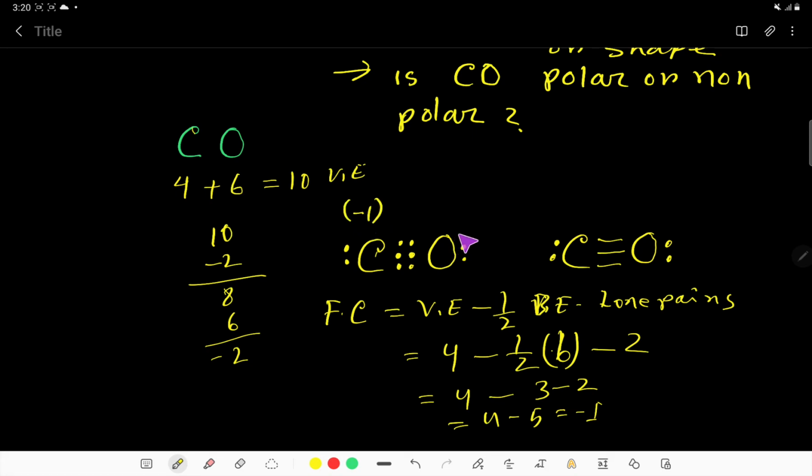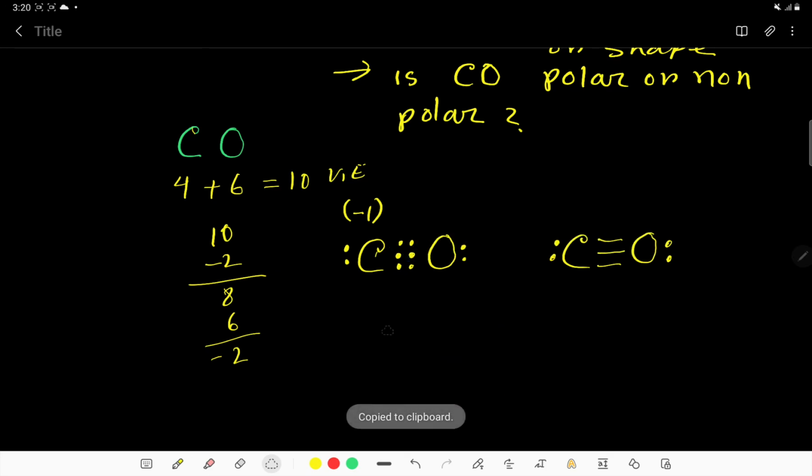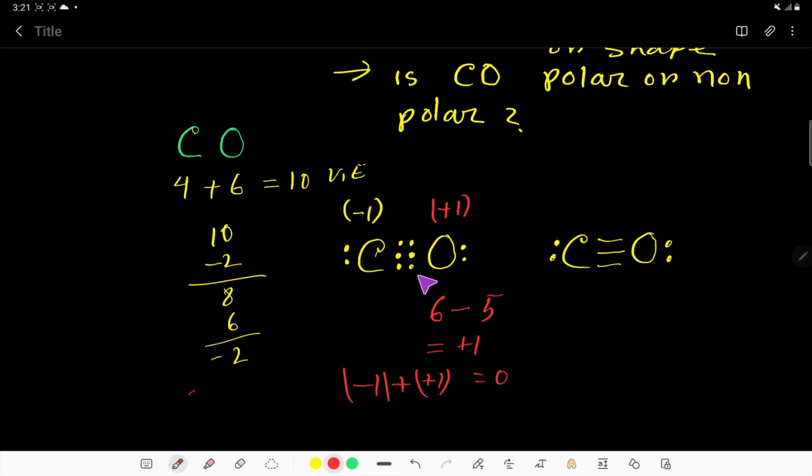And what about this oxygen? To find the formal charge of oxygen, I will show you the easiest method. I think this method will be very helpful for your exam. Look, in a neutral atom of oxygen, how many valence electrons do you get? 6. And here how many valence electrons have you assigned? 2, 3, 4, 5. That is, in finding formal charge, you have to consider the lone pair electrons totally, and you have to take half of the bonding electrons. So 6 minus 5 is plus 1. So this oxygen has a plus 1 formal charge. If you add minus 1 and plus 1, you get 0. That is, the overall charge of the carbon monoxide molecule is 0.